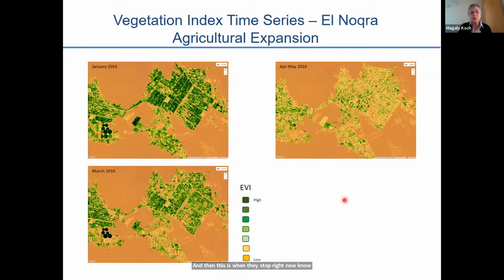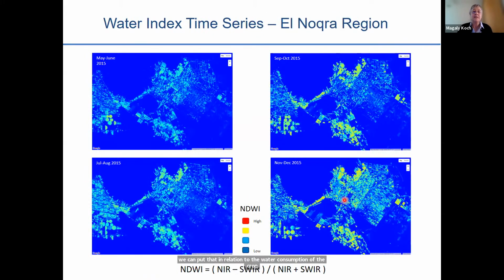Now, this is a way to measure the phenological activity of the crops, and we can put that in relation to the water consumption of the crops by applying a different index. It's the water index. So before we were looking at the NDVI index, now we're looking at the water index. Again, all these maps were derived from Landsat, from space, from electromagnetic radiation. But we get a different picture now. Again, the same year, the same sequence of months, but now we're looking at another phenomenon.